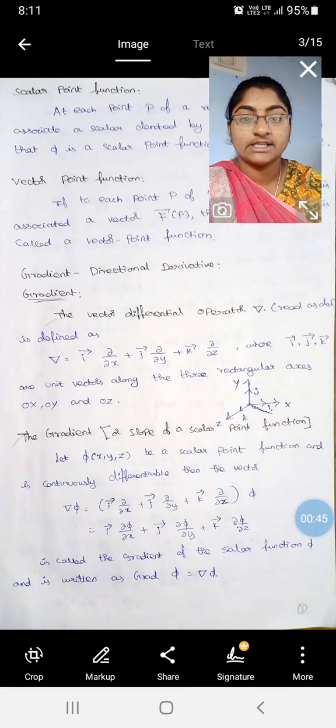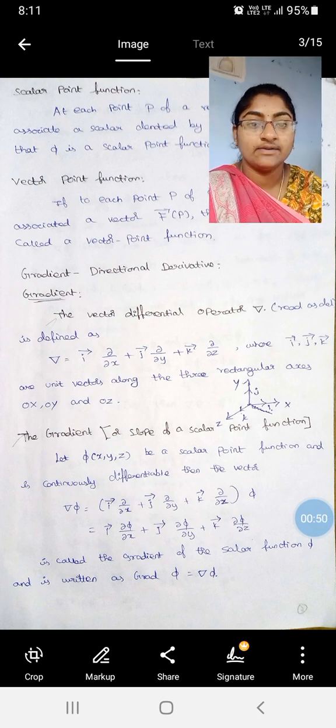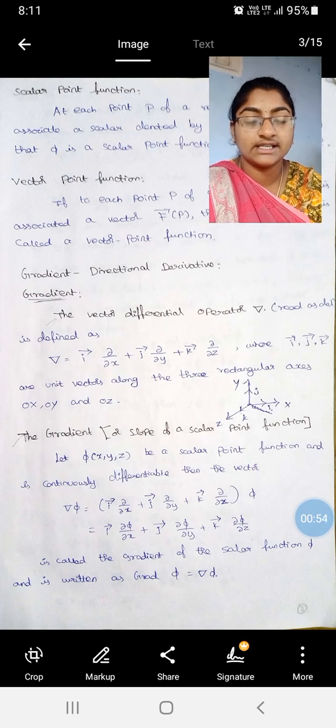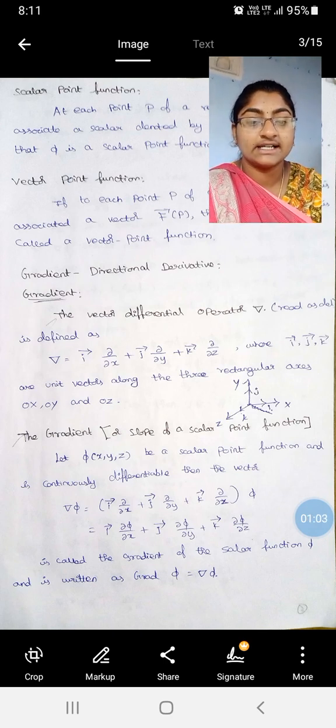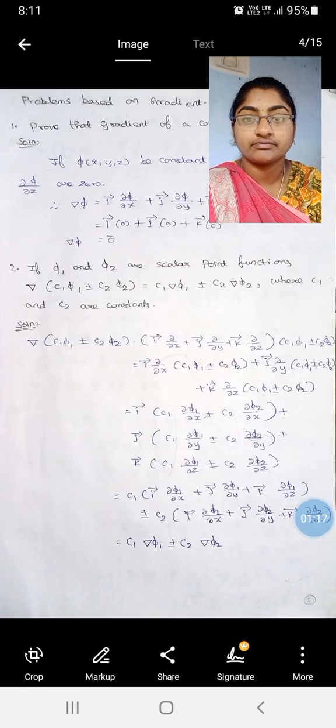Next we are going to see the gradient. Gradient is denoted as del. Del is a vector differential operator and the formula for del is i vector tau by tau x plus j vector tau by tau y plus k vector tau by tau z. Suppose if it is denoted as del phi, then the formula will become i vector tau phi by tau x plus j vector tau phi by tau y plus k vector tau phi by tau z. Using this formula we are going to see the problems.